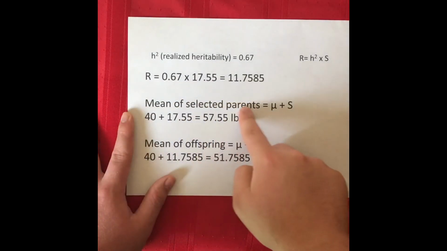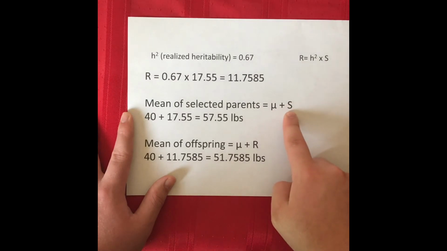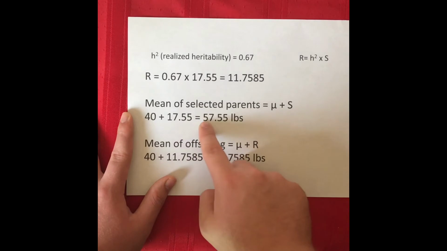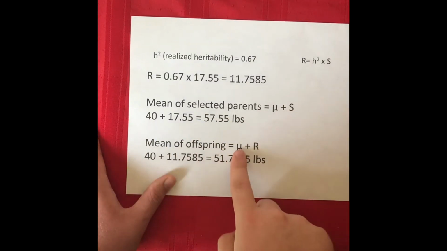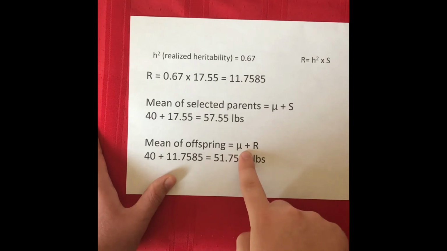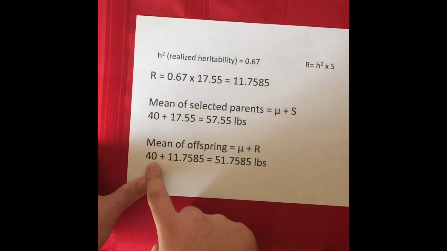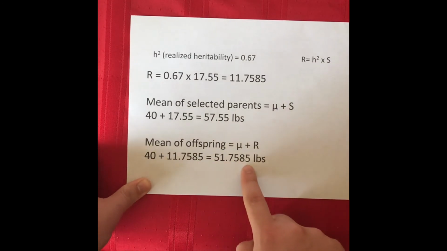The mean of the selected parents is simply our original average plus our selection differential. This would be 40 plus 17.55, which is 57.55 pounds. Our mean of the offspring is just as simple. It's the average of our original population plus our response to selection. This is 40 plus 11.7585, which is 51.7585 pounds.